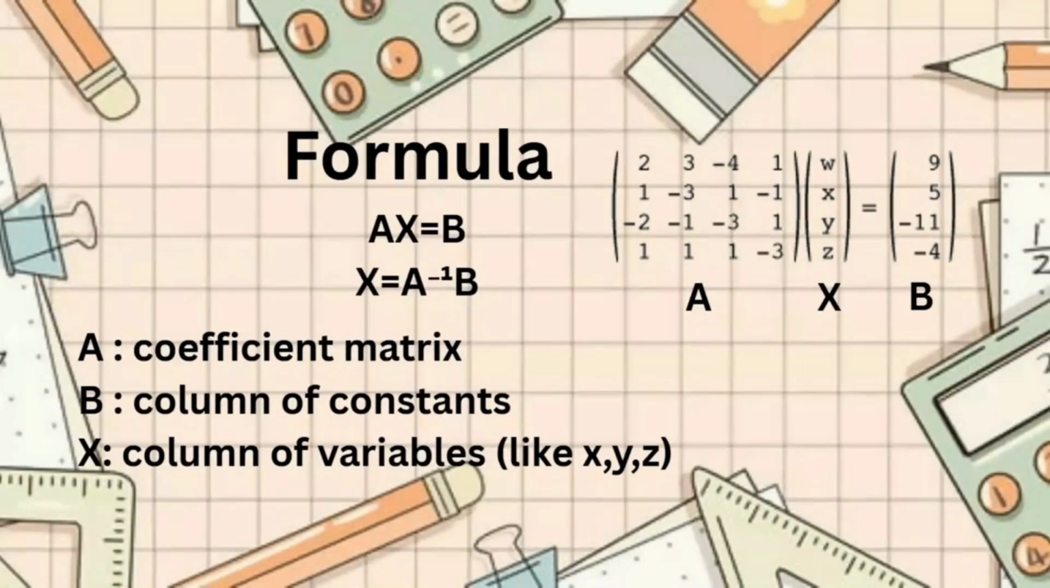So here is the formula. The given equation is A times x equals b. So here is an example of the equation. We need to find x. So the formula is x equals A inverse times b. A is the coefficient matrix, b is the column of constants, and x is the column of variables like x, y, and z.